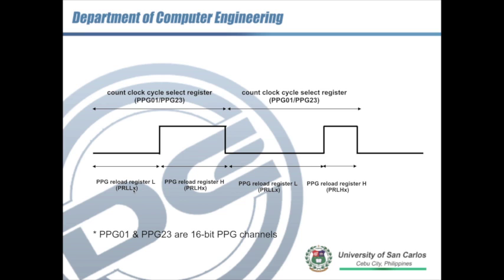In this case, we have here PRLLX and PRLHX. X here stands for either 1 or 2, as we'll be using timer 0 or timer 1, or PPG0 or PPG1. If we refer this to the previous slide, PRLL represents T off, and PRLH represents T on. This is under the assumption that PPG01 and PPG23 are operating as 16-bit PPG channels.